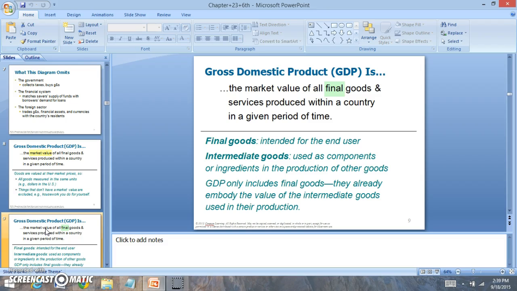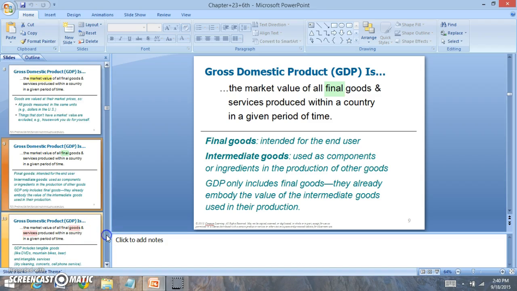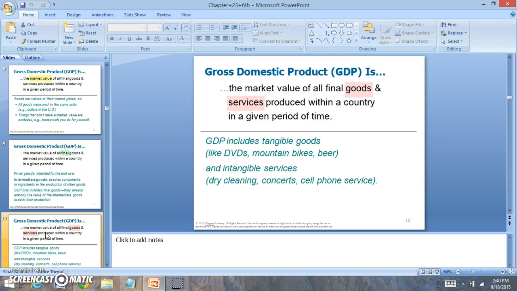An intermediate good would be a good used to make a final good or service. So for example, I have bread. To make bread, I need wheat. Wheat would be the intermediate good. Bread would be the final good. But we only include bread in the calculation. GDP is also calculating all goods and services that are being produced. Goods are things that we can physically touch, and services are things that are performed.